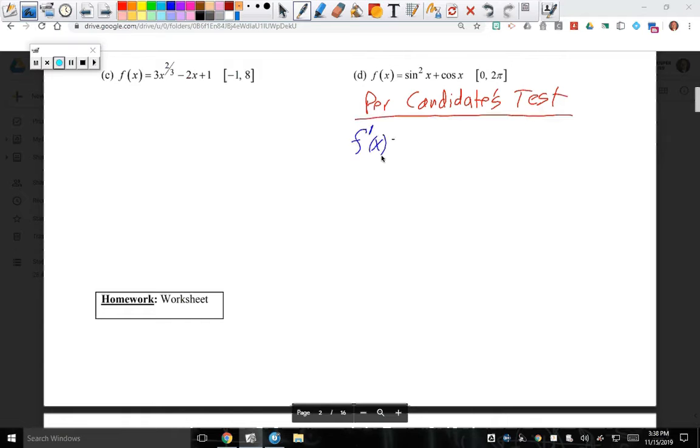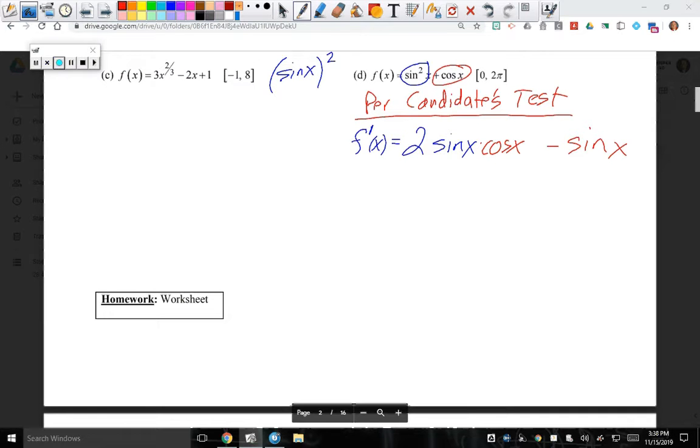F prime of x. This right here, rewritten, is that. So help me out. What's the derivative? 2 sine of x, right? The cream. Don't change the cream. And then multiply by the derivative of the cream, which is what? Cosine of x. And then it's plus a negative sine of x, because of that piece right there.